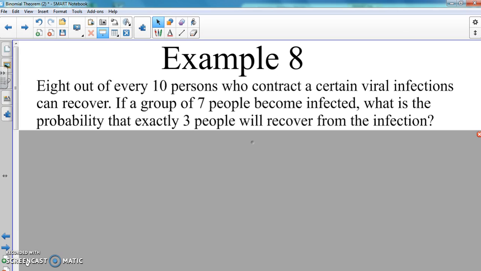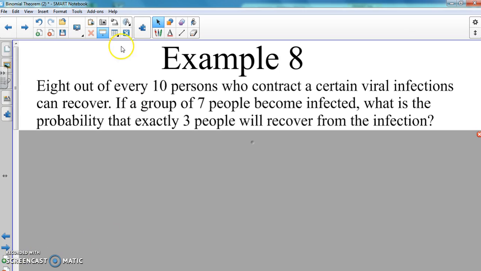Okay, so 8 out of every 10 persons who contract a certain viral infection can recover. If a group of 7 people become infected, what is the probability that exactly 3 people will recover from the infection? Okay, so with that, we have 2 scenarios going on again.